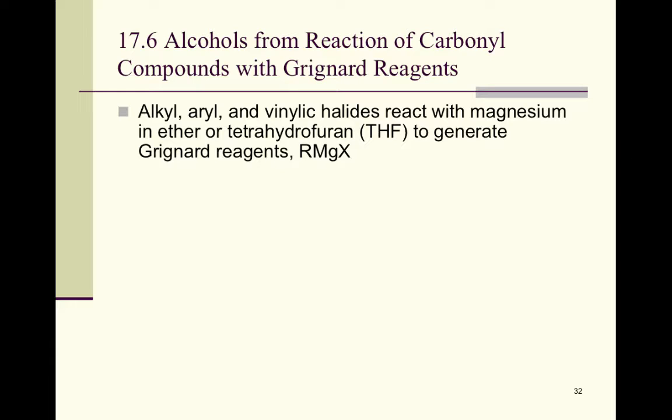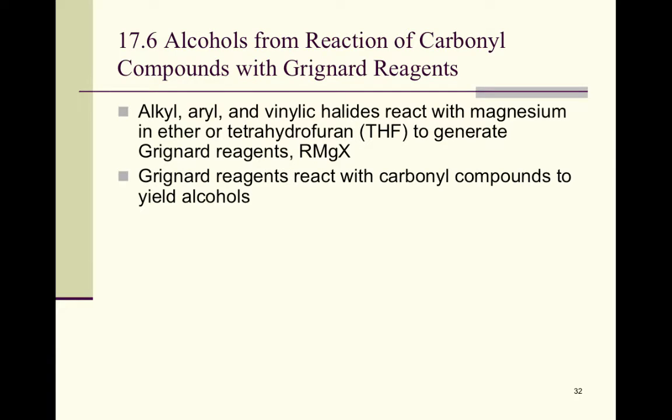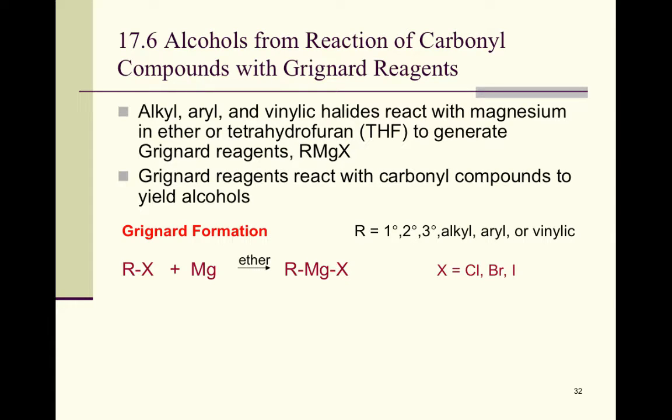Alcohols from the reaction of carbonyl compounds with Grignard reagents. We can use alkyl, aryl, and vinyl halides to react with magnesium in ether or THF to generate Grignard reagents. Grignard reagents react with the carbonyl compounds to yield alcohols. This is the same Grignard reaction to form the Grignard reagent that you've seen before. The R groups that work best are primary, secondary, tertiary alkyl, aryl, or vinyl. We'll be seeing in a future slide what R groups don't work and can't make Grignard reagents.